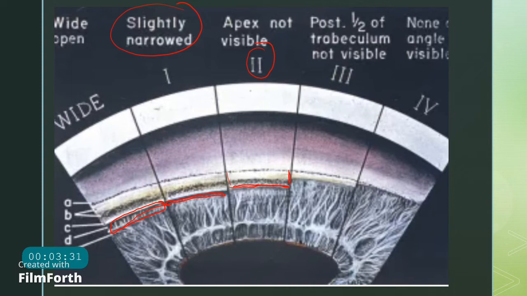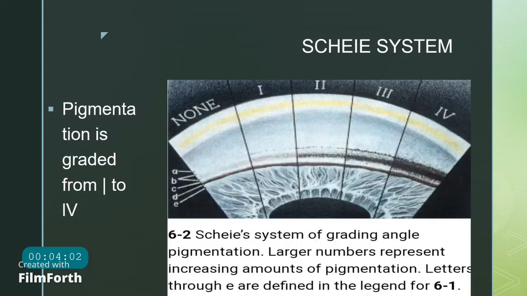And in grade 3, the scleral spur is not seen. The posterior one half of the trabecular meshwork is also not seen. So what does it mean? Only the Schwalbe's line and the anterior trabecular meshwork will be seen. And then we have grade 4, in which even these structures, the trabecular meshwork, will not be seen at all. Okay, so that is very important, that Scheie's classification is slightly opposite to the other classifications, and it is also classifying based upon the structures that are visible while doing the gonioscopy.